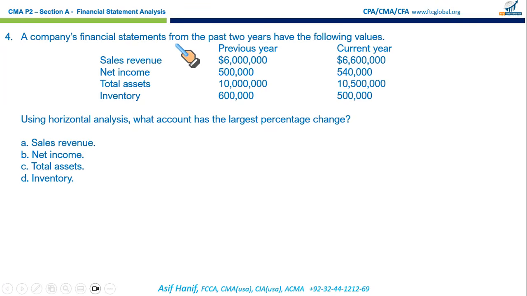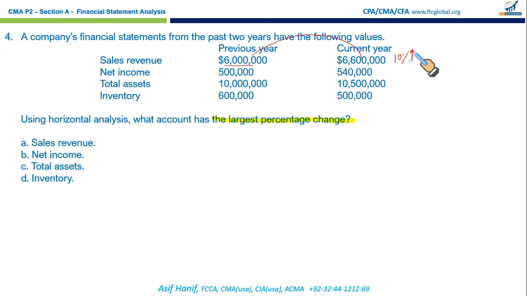A company's financial statements from the past 2 years have the following values. What are we supposed to do? Using the horizontal analysis, what account has the largest percentage change? It didn't say largest increase or decrease, just largest change. So if you compare your sales with last year, sales was 6 million, this time is 6.6 million. Yes, there has been an increase of $600,000. This increase is what percentage of the previous sales revenue? 10%.